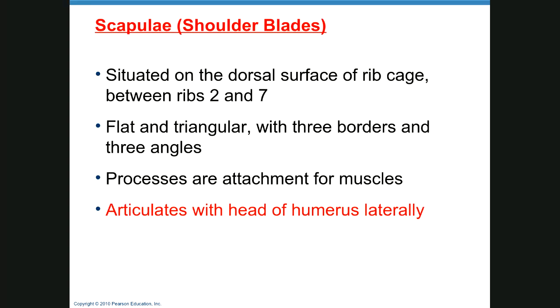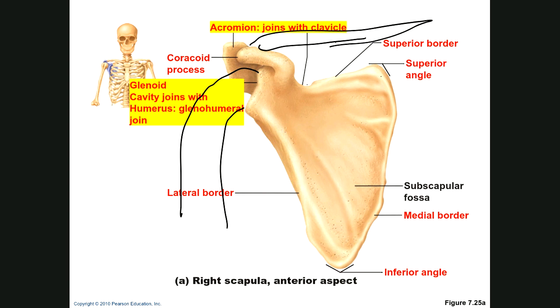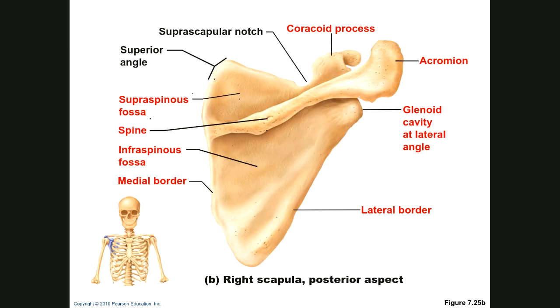Okay, the scapulas are also called shoulder blades, and the scapula is going to join with the humerus laterally, right there, and with the clavicle on top. This is the back view of the scapula.